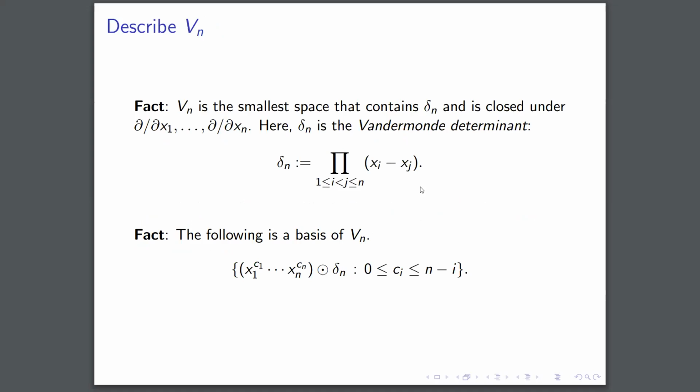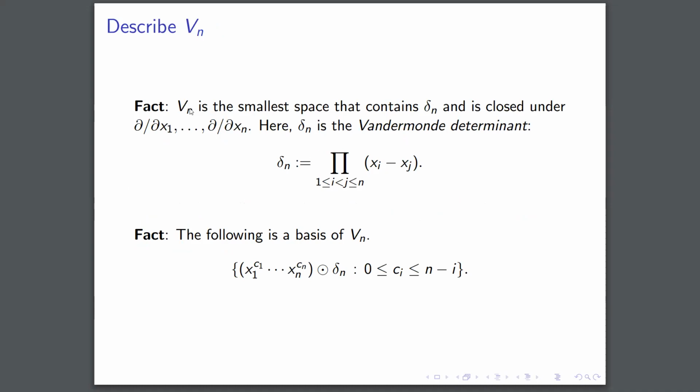And actually, people have worked with this Vn in the past. People found that Vn is actually the smallest space that contains delta n, the Vandermonde determinant, and is closed under all kinds of partial derivatives. Here, delta n, the Vandermonde determinant, is defined as the product of all xi minus xj, where i is less than j. So we can view this fact from another perspective.